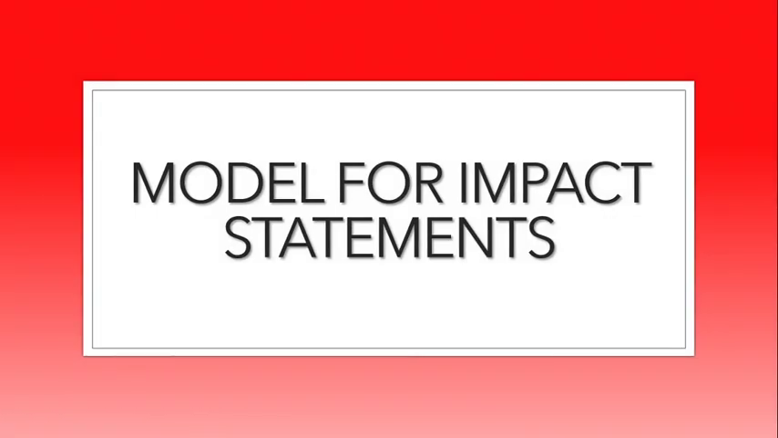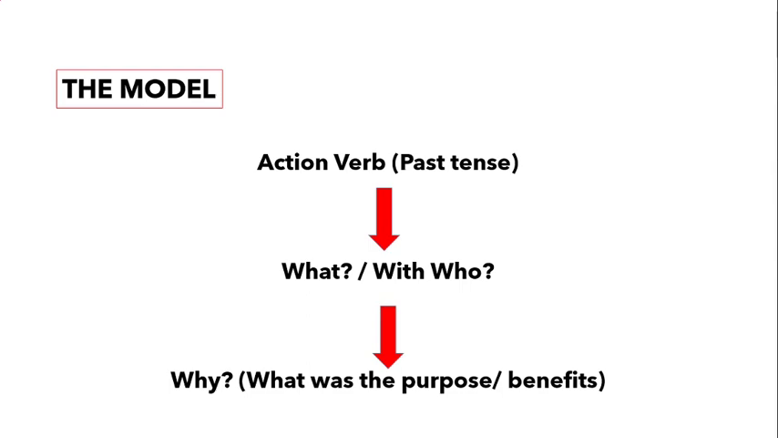Now let's take a look at the model to follow while creating your impact statements. The model goes as follows. Start with a past tense action verb, then add the what or the who did this action take place with, and finally, why. What was the purpose or benefits?